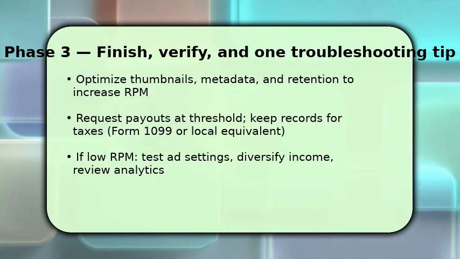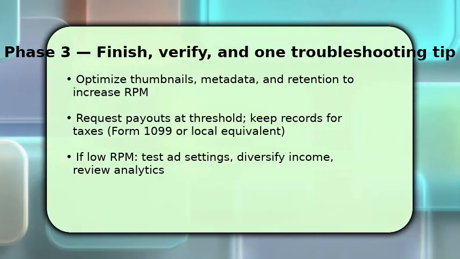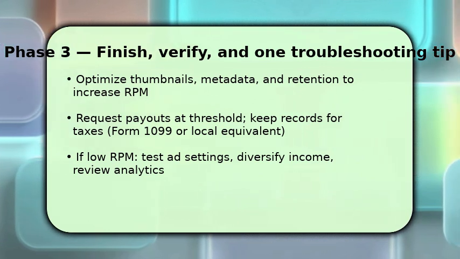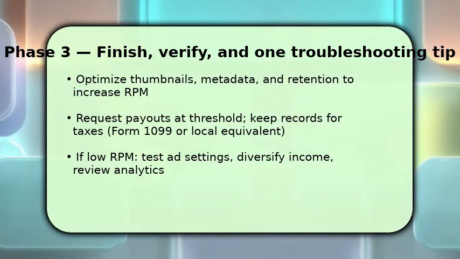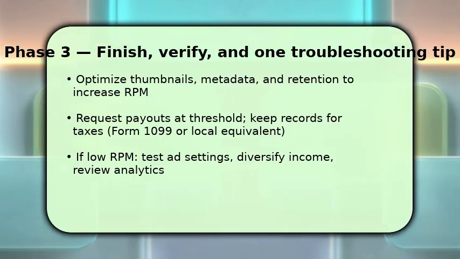If payouts look unusually low, troubleshoot. Compare RPM across videos, test different ad/licensing options, and diversify with channel memberships or external sponsors to stabilize income. If problems persist, contact Rumble support with specific analytics.